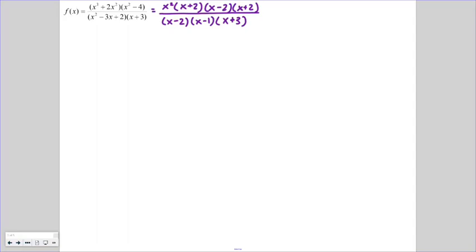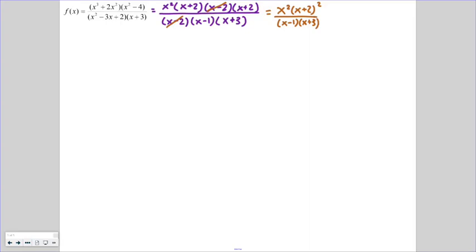Okay, looking for things that we can cancel on the top and the bottom here. Looks like I can cancel an x minus 2 on the top and the bottom. And that will leave us with x squared times x plus 2 squared over x minus 1 times x plus 3. And I like to write it in simplified form like that because that helps us with the sign chart in a little bit. Okay, so we do have a hole.